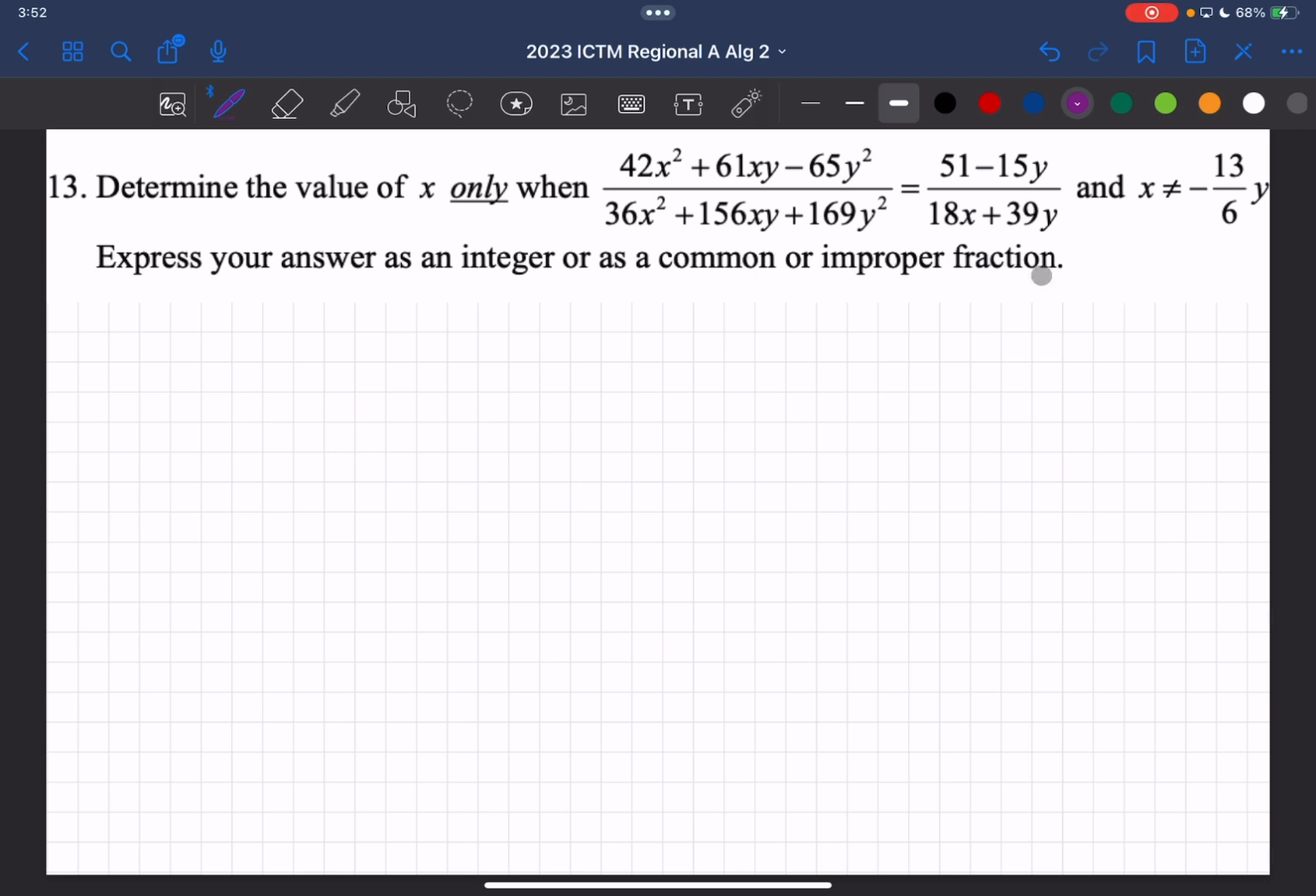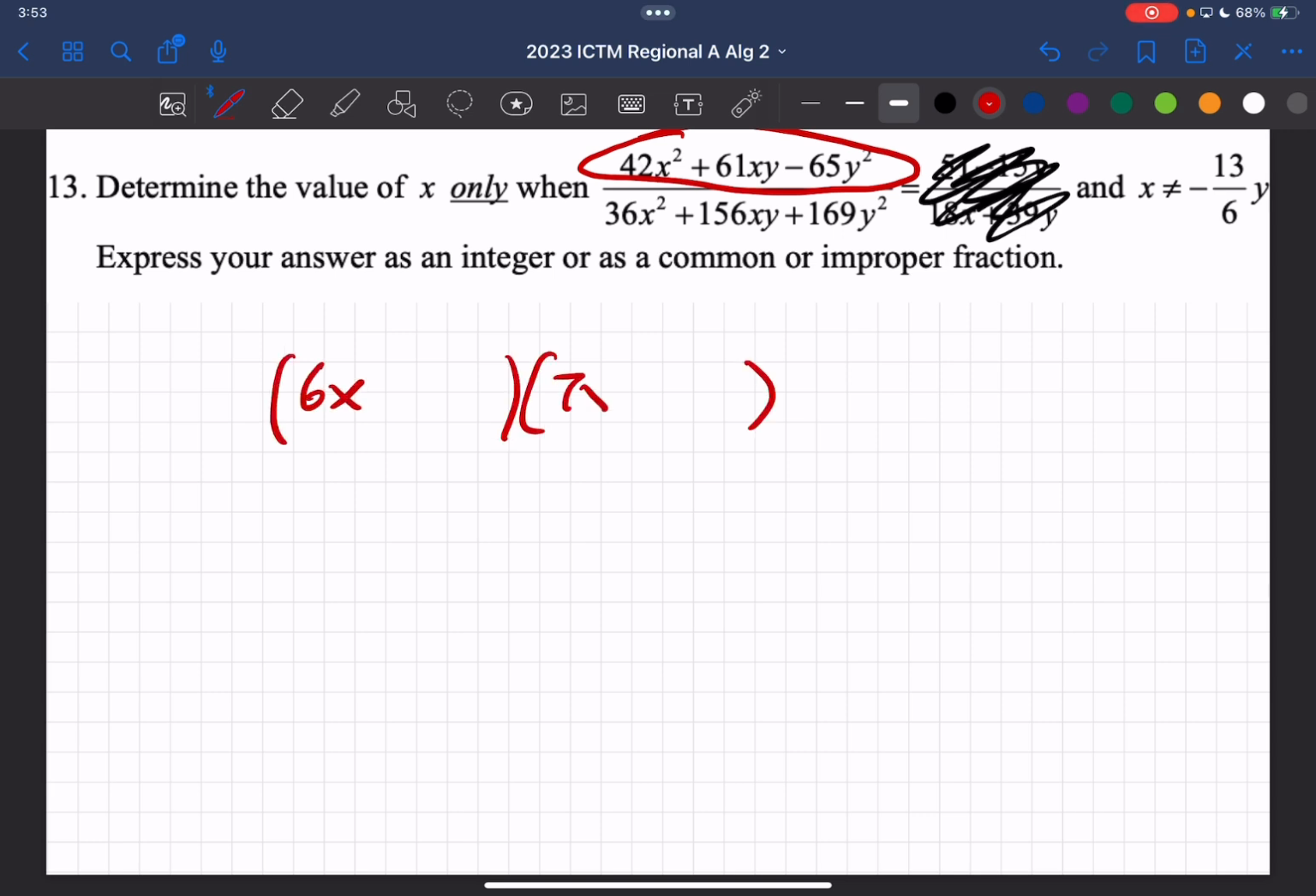Number 13, determine the value of x when this equals that and x does not equal negative 13 over 6y. Okay, so we need to take these two and we need to factor them. So for the top, I'm not even going to look at this part for right now. I'm just going to look at the top. And I see 42x squared. I can break that into 6x and 7x. And 65y squared, I can break that into 5y and 13y.